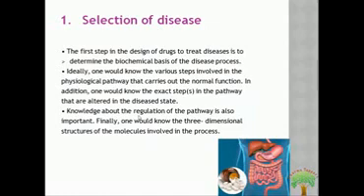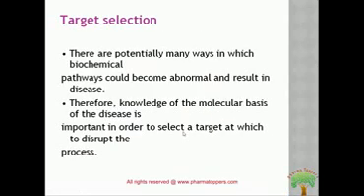Coming to the first and foremost step, that is selection of the disease. The first step in the design of the drugs is to treat the diseases and to determine the biochemical basis of the disease process, that is to identify the specific receptor, the macromolecule responsible for the disease, and the normal functioning of the disease pathway has to be identified, and the receptor molecule active site has to be identified, that is the target selection.